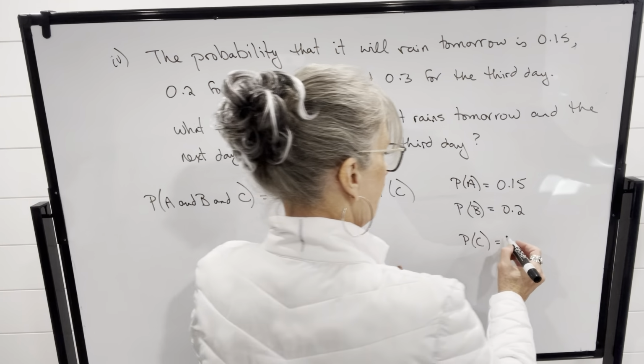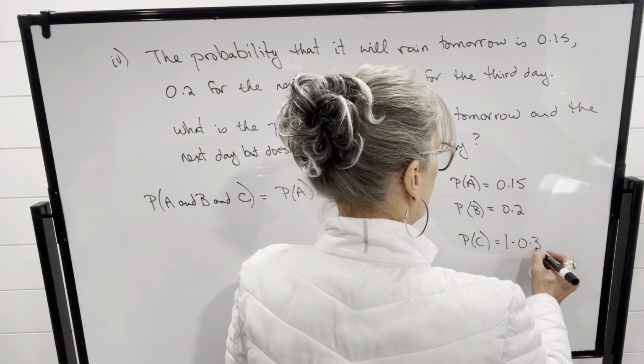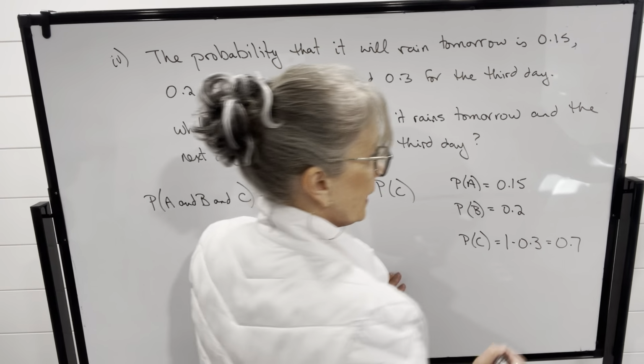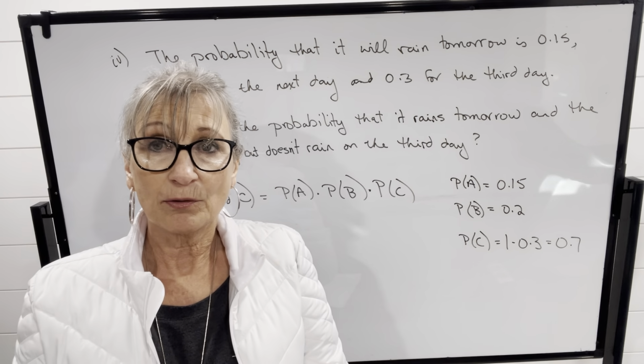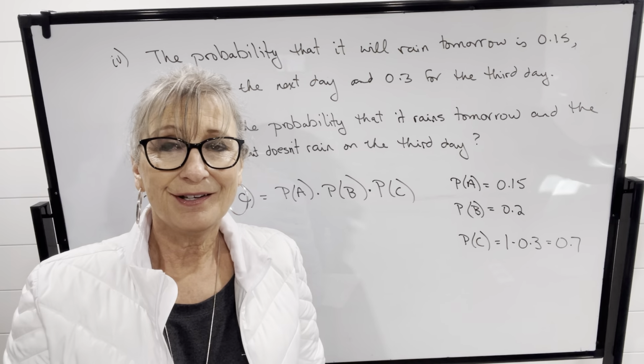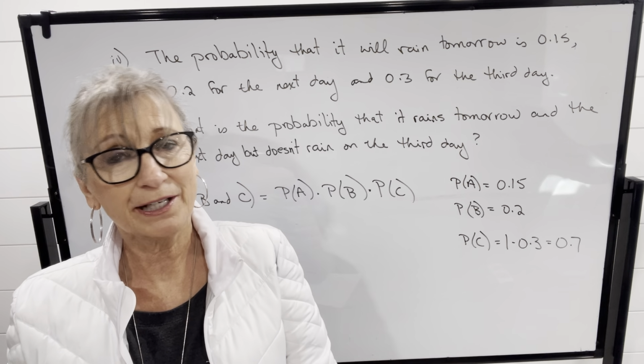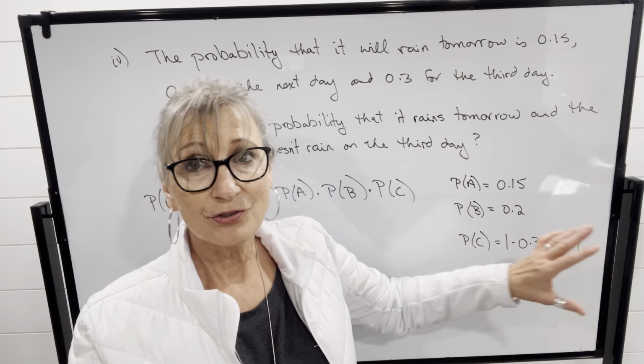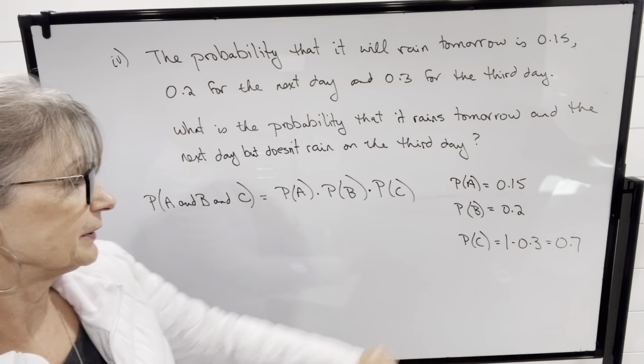So the way that we find that is 1 minus 0.3. In other words, if the probability that it will rain on that day is 0.3, that means that the probability that it won't rain is 0.7. So just be careful with that when you're finding the complement.